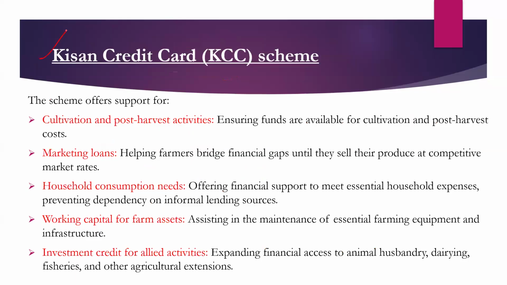Now, coming to the Kisan Credit Card scheme. This one is already a UPSC question, on what all parameters the Kisan Credit Card scheme focuses on. It was a 2020 or 21 UPSC question. So here it focuses on cultivation, even post-harvest activities, and marketing loans. Here the farmer can take up loans under Kisan Credit Card for his daily consumption needs also, so as to ensure he does not depend on informal lending sources. Working capital for farm assets, investment credit for allied activities. For all of them, you can clearly see the Kisan Credit Card scheme was there. So this we have already seen, it's already a UPSC question.